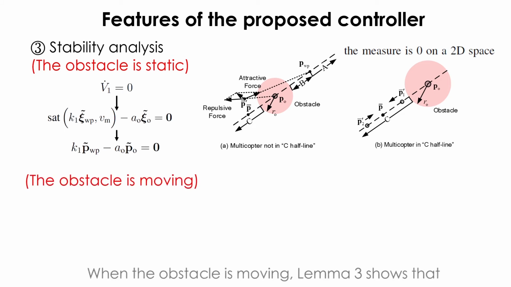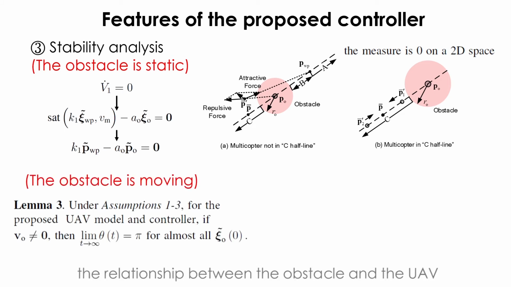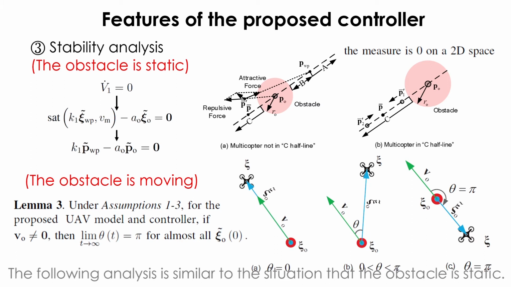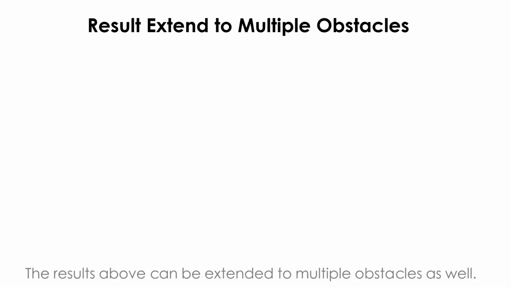When the obstacle is moving, Lemma 3 shows that the relationship between the obstacle and the UAV will tend to the case C. The following analysis is similar to the situation that the obstacle is static. The results above can be extended to multiple obstacles as well.